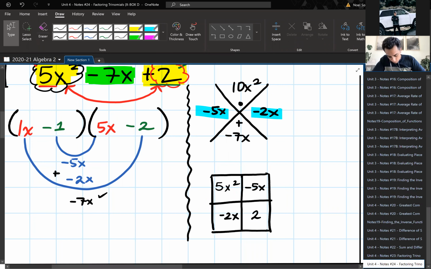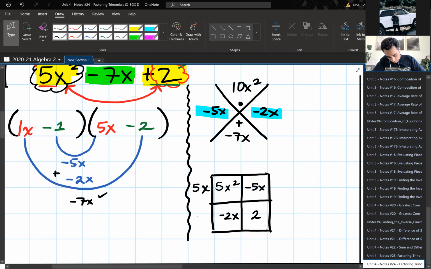So looking at the first row, 5x squared minus 5x, what is the greatest common factor that both of those terms have? Yeah, they can both be divided by 5, and they also both have x in common, so we can divide both of them by x. So our GCF is 5x. What about the bottom 2 terms, negative 2x and positive 2? What can they both be divided by?